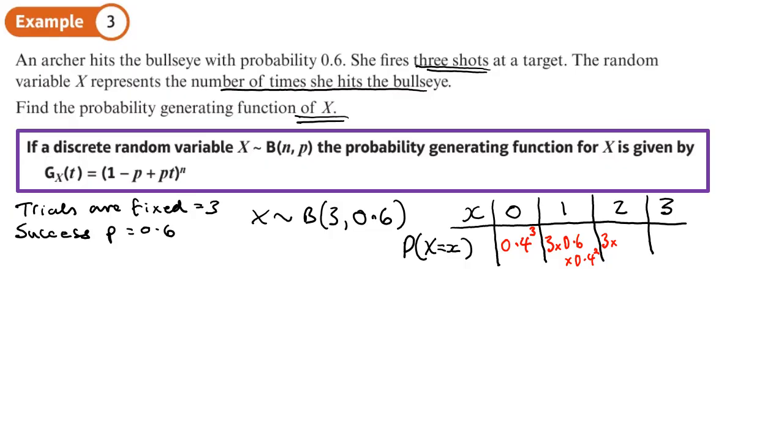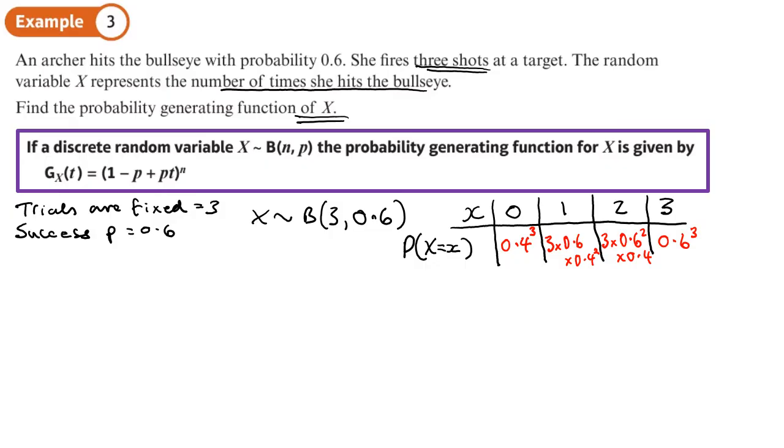So 2 successes means 0.6 squared, and that means 1 failure. And then 3 successes is only one way of getting 3 successes, so 0.6 to the power 3. Now I'm not going to work out what these are exactly. I will just simplify them as I can, or I might even just leave them in the form they're in, because these now need to go into the probability generating function.